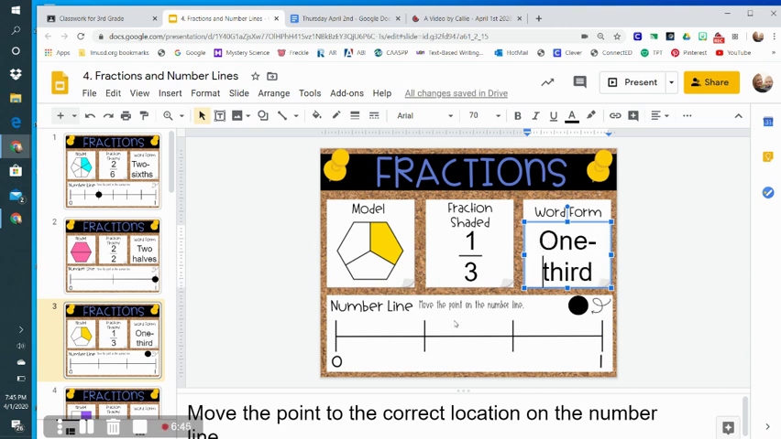1/3. So representing that now on the number line, this would be 0/3. Here we would be 1/3. 2/3 would be right here, and 3/3 would be 1. So I want 1/3, so I'm going to bring my dot over to where I said 1/3, right here.